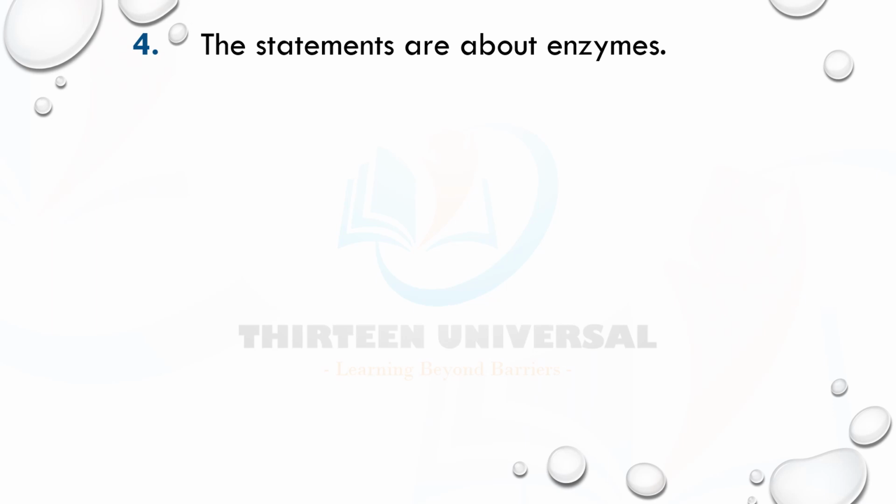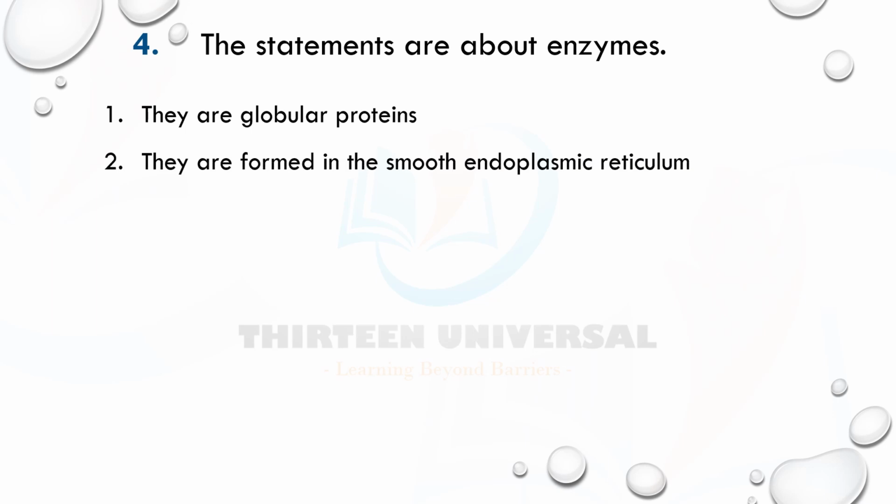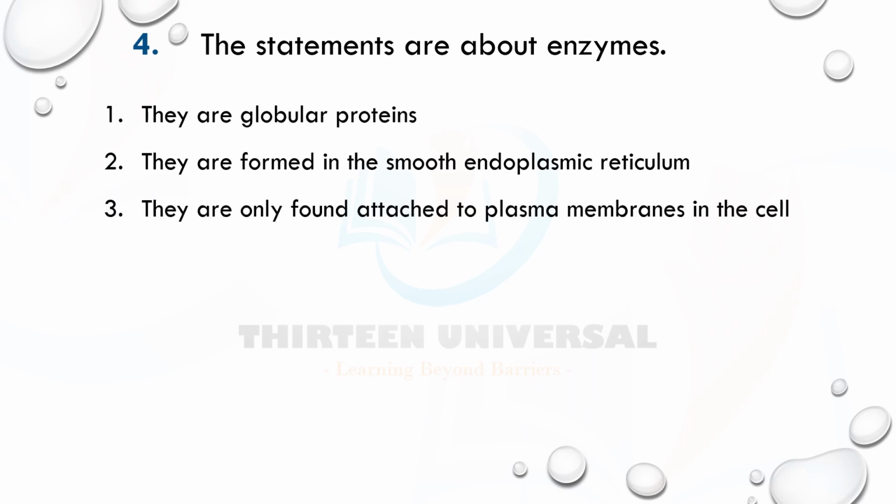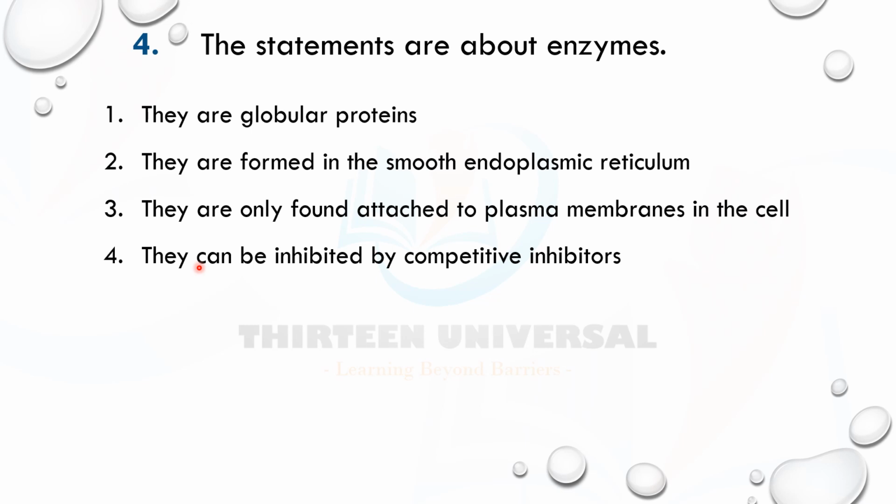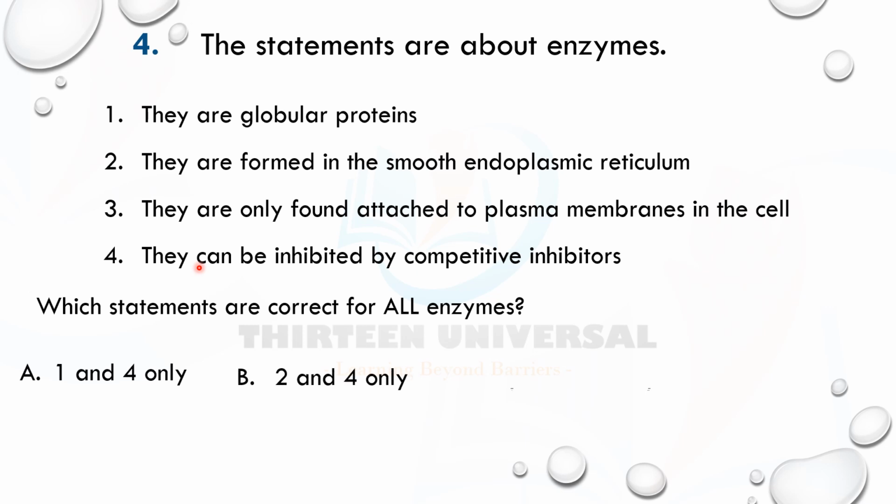Let's go to question 4. The statements about enzymes: they are globular. Do you accept that? Globular, they are coiled into a ball-like shape. And the hydrophilic R groups are found on the surface. They are found in smooth endoplasmic reticulum. Does smooth endoplasmic reticulum make enzymes? They are found only attached to the plasma membrane. They can be inhibited by competitive inhibitors. Which statements are correct for all enzymes? Pause the video and try.